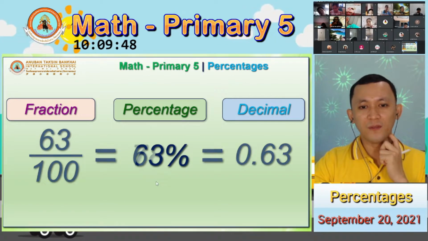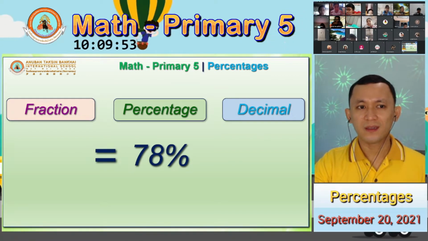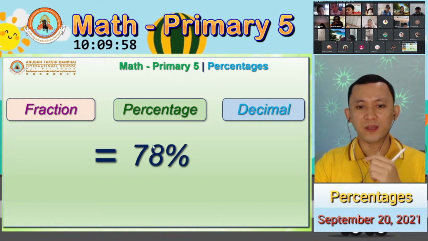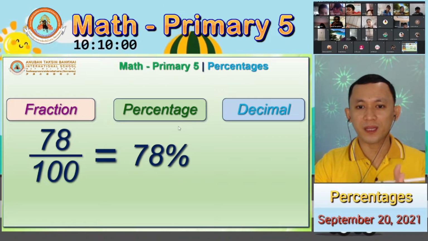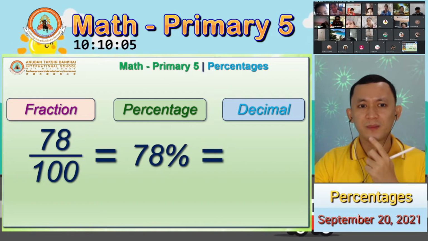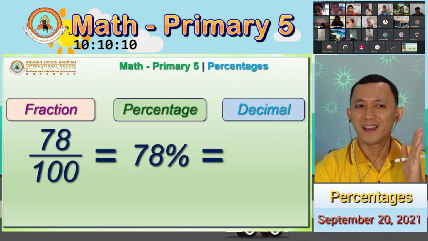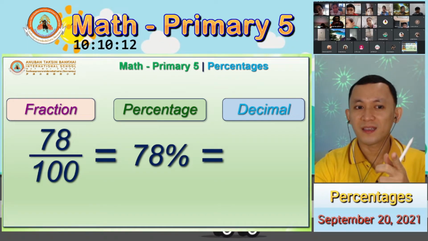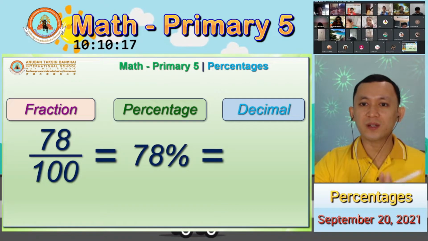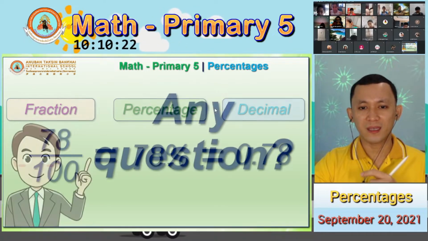Ready? What if I have here 78%? What's this in fraction? 78 over 100. Okay, very good. Now, 78%. What's this in decimal? Who can tell me? 0.78. Very good. So very, very easy.